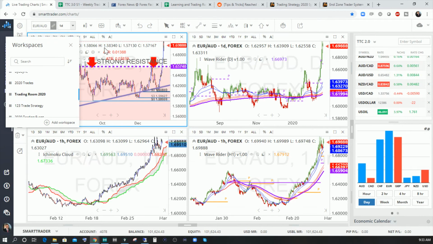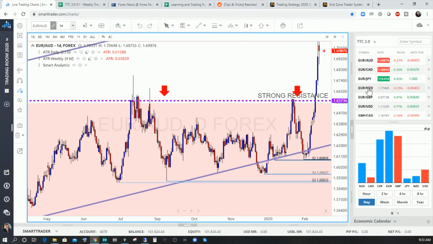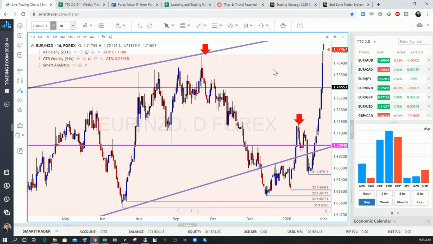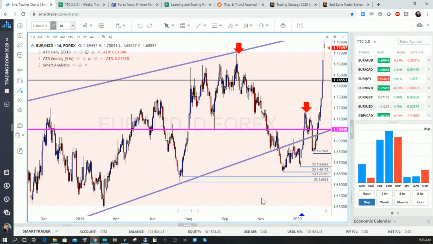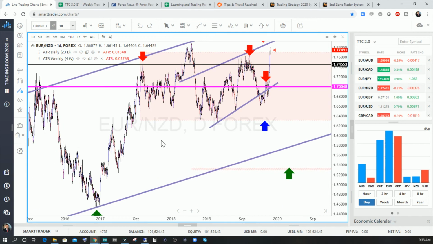There we go. All right. So let's go to Euro New Zealand dollar. Always look at the daily time frame right here. And let's try that again. Euro, New Zealand dollar. All right, there we go. So we had a big gap over the weekend, right? As you can see right here, there's the gap. We are testing resistance, all right?